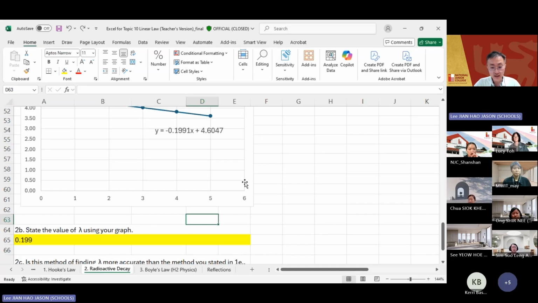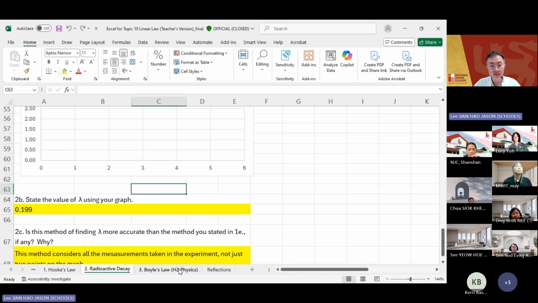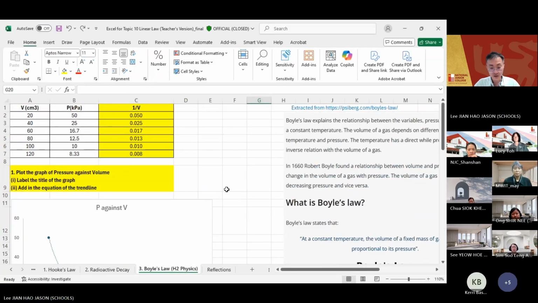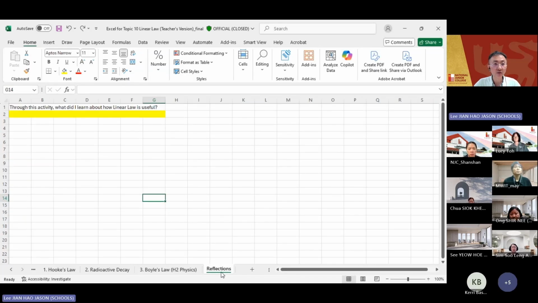Now, in a 1.5-hour lesson, we are usually able to complete this anchor activity fully. However, we do have additional activities for students who are interested to explore linear law further or to do an exercise on their own. This activity here is on Boyle's law, which we usually skip. Okay. And lastly, we round off the lesson by asking, through this activity, what students have learned about linear law that they find useful.